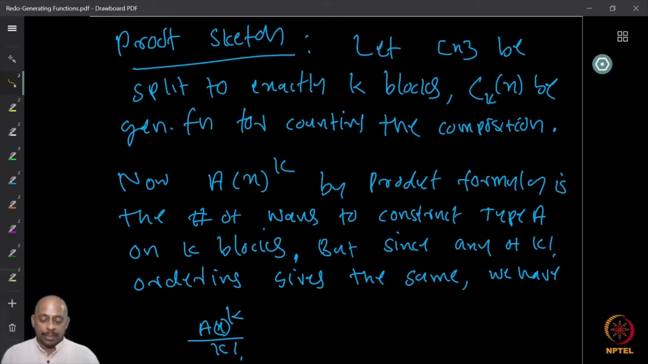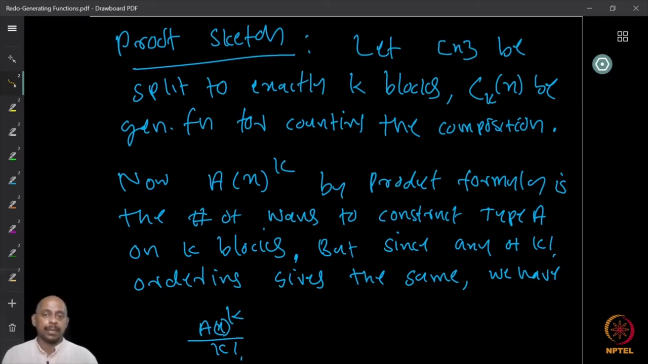Now, if I do it into exactly k blocks, there could be several ways of doing that. Let us say c_k of x is the generating function. We are not looking at c of x, but c_k of x is the generating function for counting the composition in this particular case when I split into exactly k blocks. I don't look at other values of k, only this particular value.